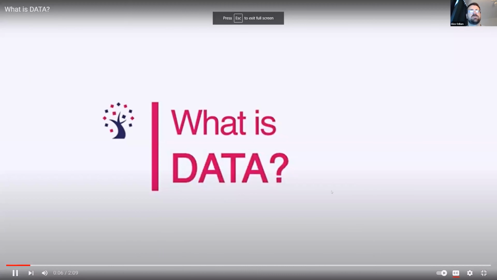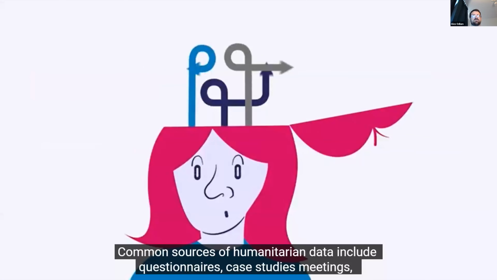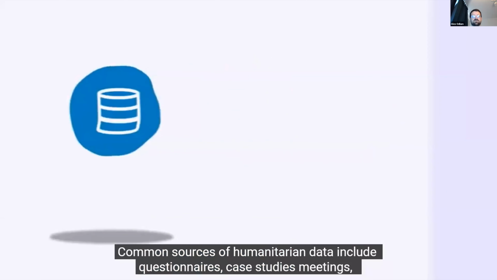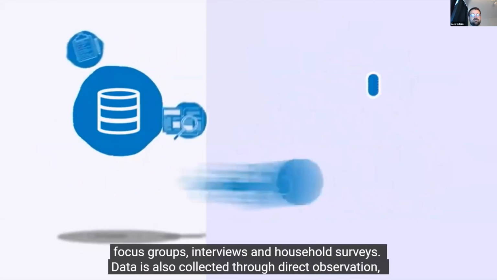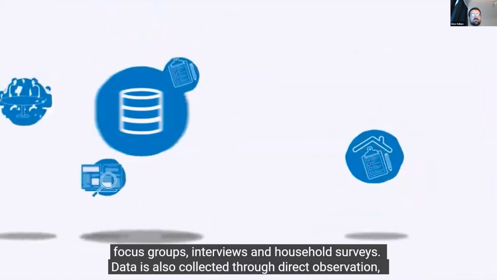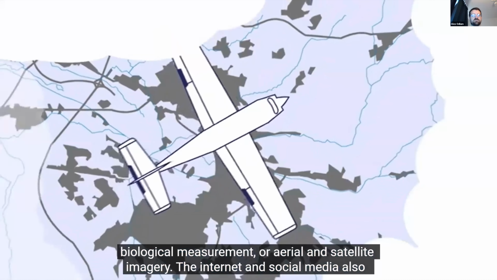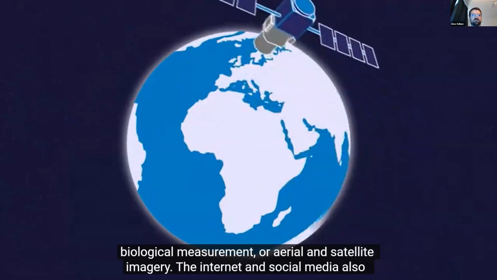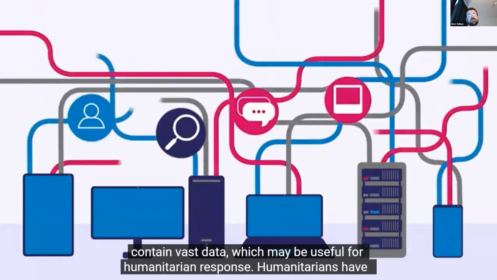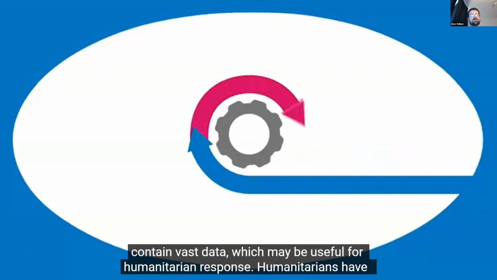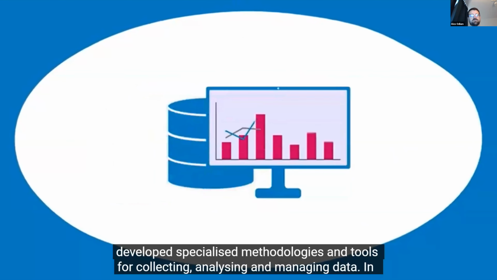What is data? Data is an important part of humanitarian programs and decision-making. Common sources of humanitarian data include questionnaires, case studies, meetings, focus groups, interviews, and household surveys. Data is also collected through direct observation, biological measurement, or aerial and satellite imagery. The internet and social media also contain vast data, which may be useful for humanitarian response. Humanitarians have developed specialized methodologies and tools for collecting, analyzing, and managing data.